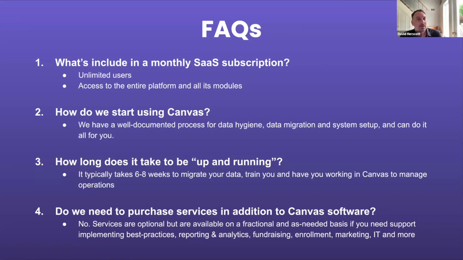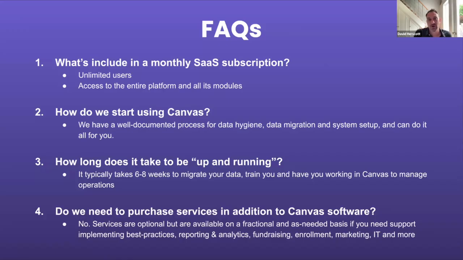So, one of the questions we get all the time is what's included in the software as a service subscription. You can have unlimited users. So if you have 10 people that work at your art center or two people that work at your art center, they all get access. And all of the modules that I talked about today are included in the subscription.